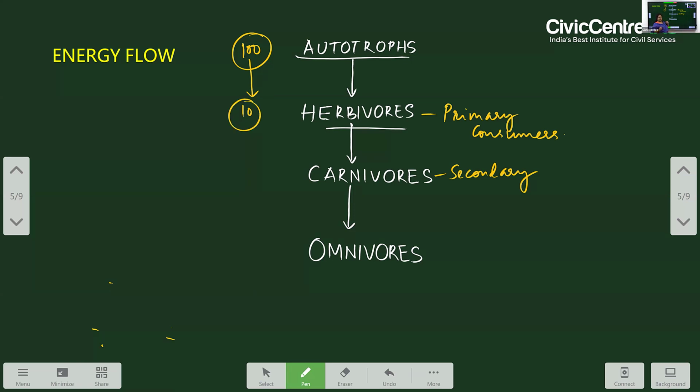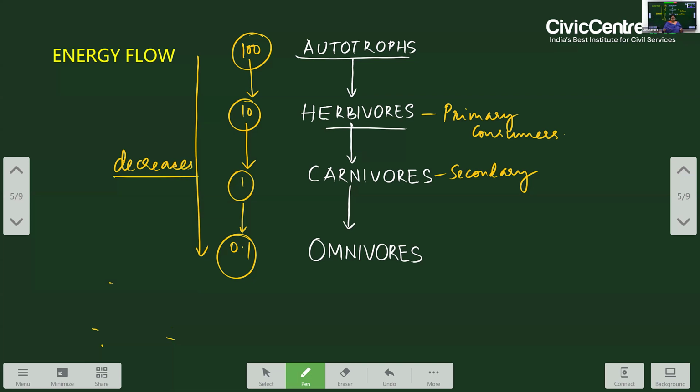That is only 10 units of energy. And when the same happens when a carnivore, like a tiger, eats a rabbit or something like that, only 1 unit of energy is transferred here. And when it comes to omnivores, the higher level animals in the food chain, 0.1 unit of the energy is transferred in the system. So in this system, you can see that as you go through the food chain, the energy level decreases.